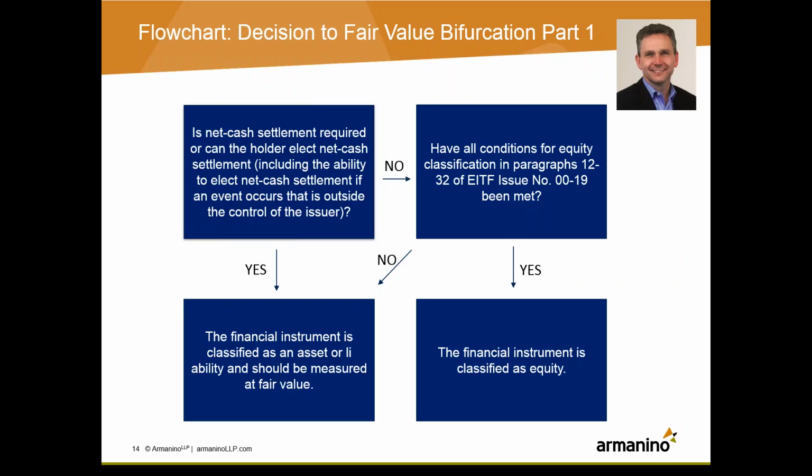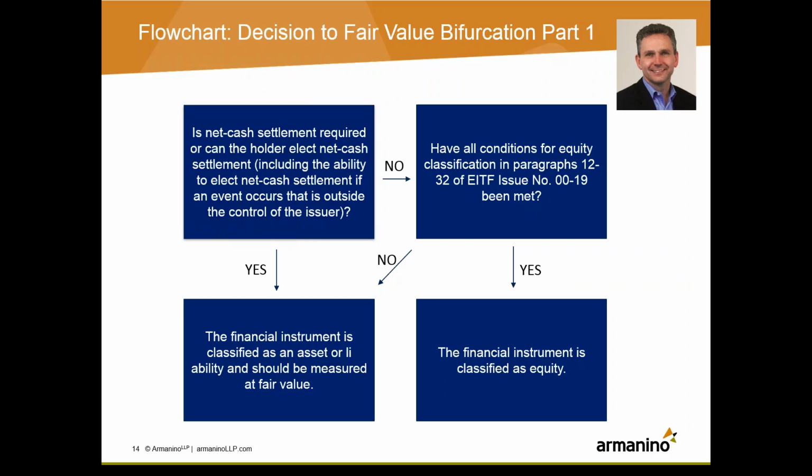There's a number of conditions that would have to be met here on the upper right. And that is from the EITF 00-19, that's accounting for derivative financial instruments indexed to and potentially settled in a company's own stock. And these paragraphs 12 through 32, they are just additional conditions necessary for an equity classification.